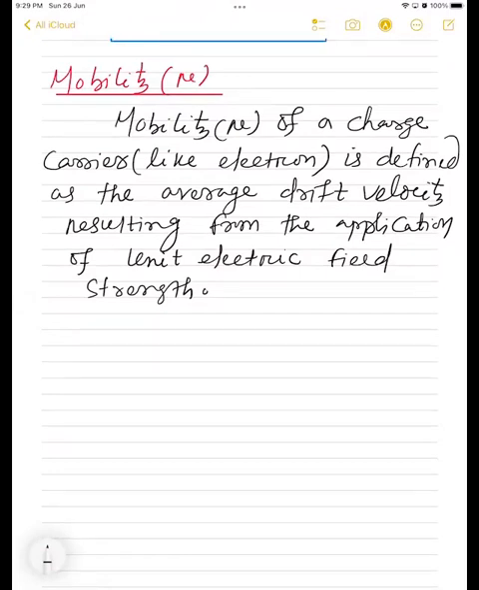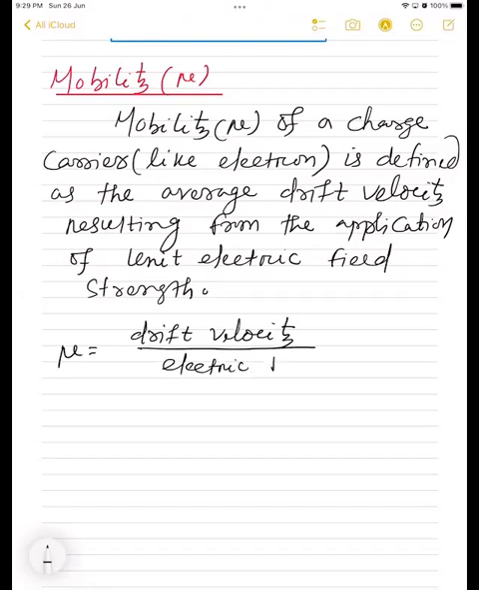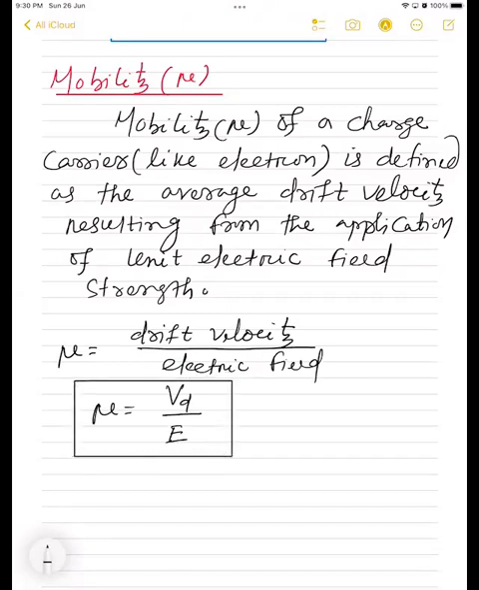So that means you can write mu is equal to, students, just remember, drift velocity divided by electric field. Mu is equal to drift velocity divided by electric field. That is mu is equal to Vd divided by electric field. Just keep in mind this formula. Mobility is Vd by electric field.